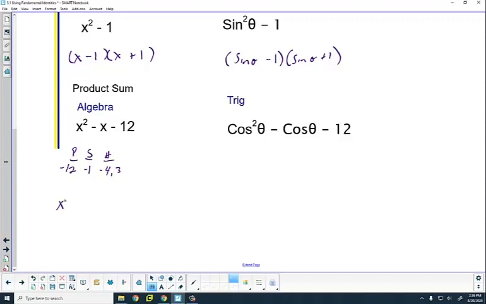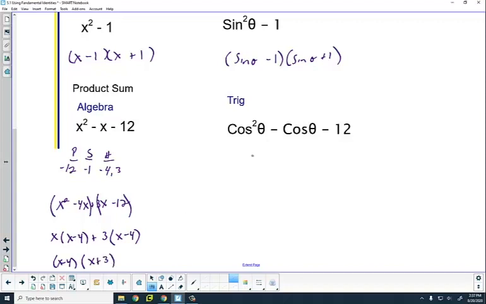So we have x squared, keep the first term. Now we're going to replace this with negative 4x plus 3x minus 12. Then we're going to group, and here's where we factor out a common monomial. In this first set, I have x I can factor out, and I'm left with x minus 4, plus here I can factor out a 3, and I'm left with x minus 4. So then I have x minus 4 that I can factor out, times x plus 3. That's what's left over.